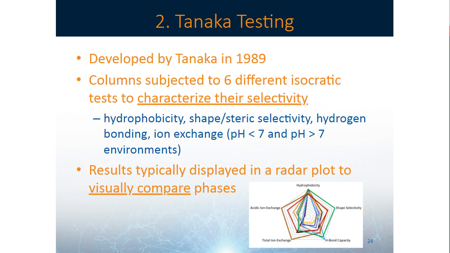So much like the data is available in a database, this Tanaka testing data is also available via the ACD Labs website, and you're able to compare columns directly there as well. And we like to say this is a way to visually compare columns because the data, like I said, is normally plotted in a radar plot. So if you direct your attention to the bottom right-hand corner, you can see I have a radar plot with 5 of the different tests plotted here. And I'll talk about the reason why there's 5 in a minute.